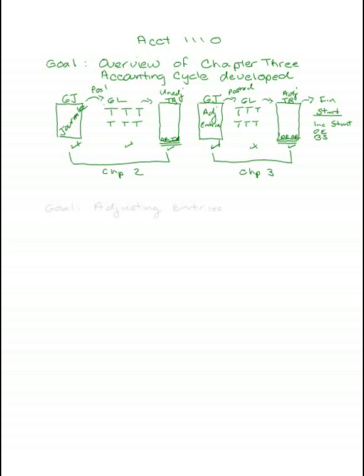So as you can see from this pencast, we have an iteration: journalize, post, trial balance, journalize, post, trial balance. This then is where we go with Chapter 3, and what you need to learn how to do next. Your next goal would be to make adjusting entries.